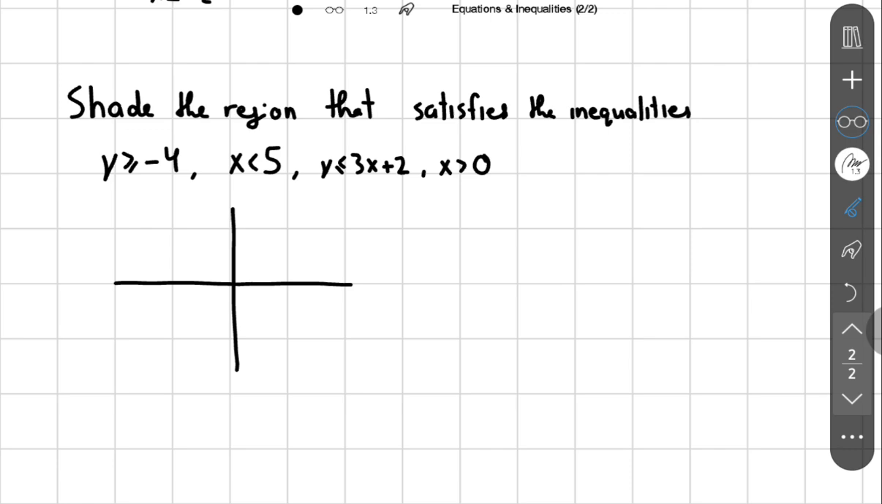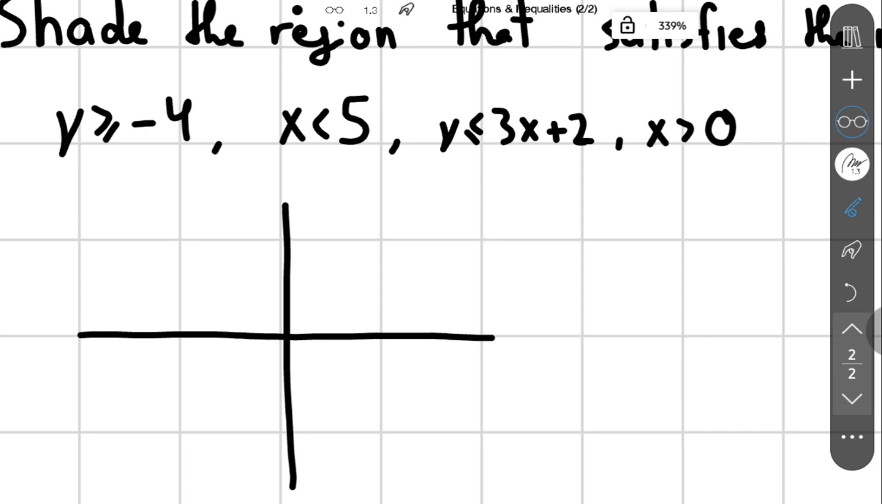But there's a key thing. You see where some inequalities have the equal sign and some don't. Where they're mentioned as equal, you represent it by a solid line. But if they're not equal and just either a greater or a smaller than sign, you represent it as a dotted line. So this is just something I wanted to clear up. Just a quick one: if there's no equal sign, it's dotted, and if there's equal, then it's solid.